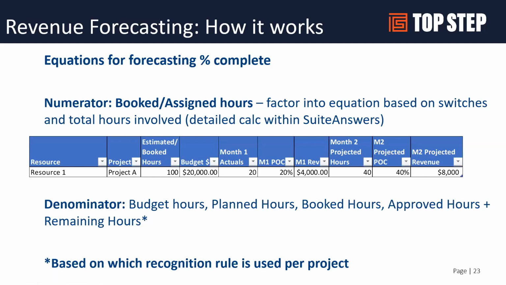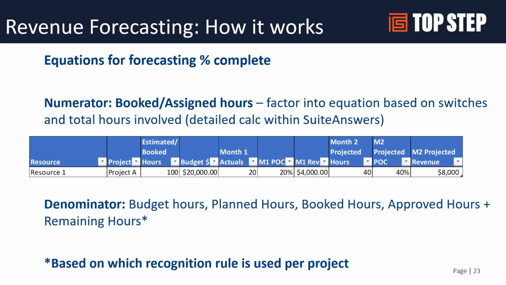So let's talk about what percent complete factors into the forecasting. I took a most basic example here of a single resource on a single project with 100 hours, either estimated hours in the project plan or booked hours in the resource module. We had a $20,000 budget. In month one, the resource enters 20 hours of approved hours. That calculates a 20% calculation.